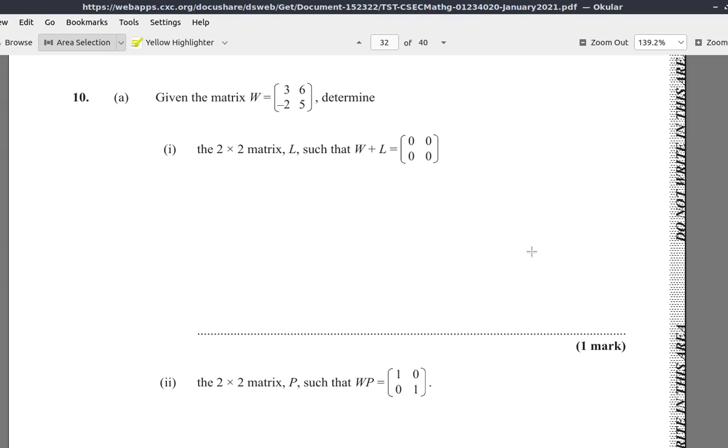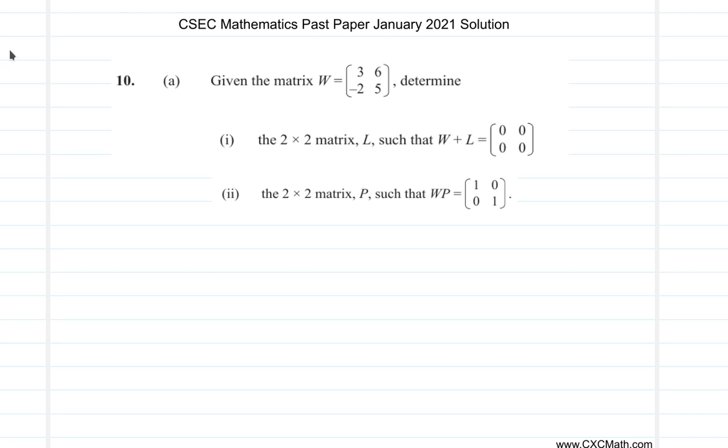This is question 10 from the January 2021 CSEC Mathematics past paper. It says, given the matrix W equals 3, 6, negative 2, 5, determine 1. The 2 by 2 matrix L such that W plus L is 0, 0, 0, 0. Alright, that is the null matrix. I copied the question and put it over here already. Now, let's look at part 1 and see what it is about.